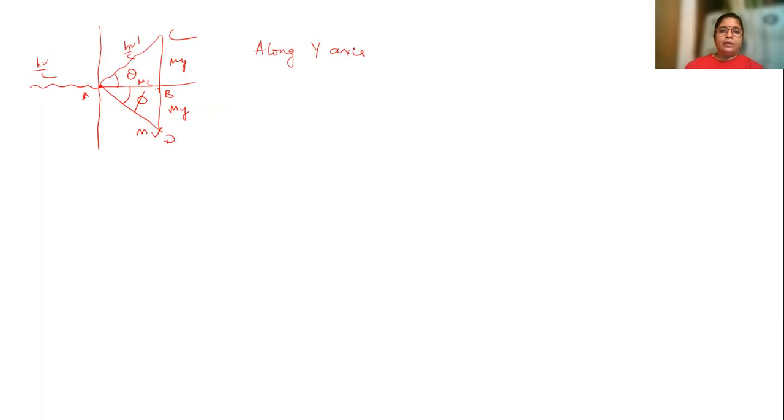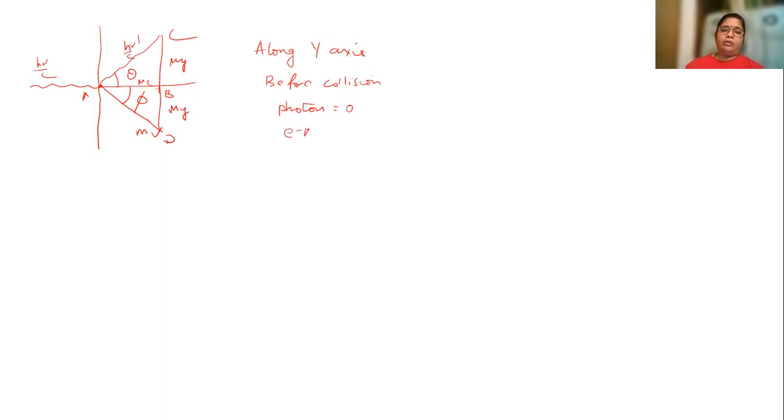Now momentum along y-axis before collision. So we need first the momentum of photon. Our photon is moving only along x-axis. Let me recall that momentum is a vector quantity. It is moving only along x-axis, which means it is not moving along y-axis. Along y-axis, the velocity of photon is 0, which means the momentum of photon along y-axis before collision is 0 as well.